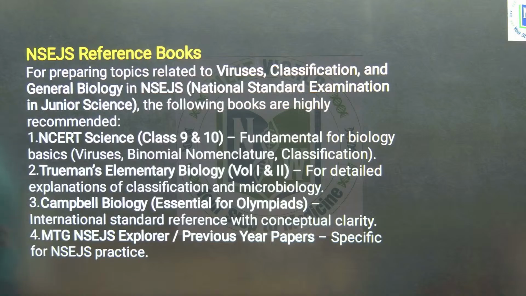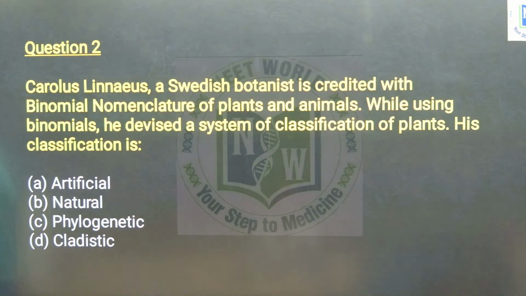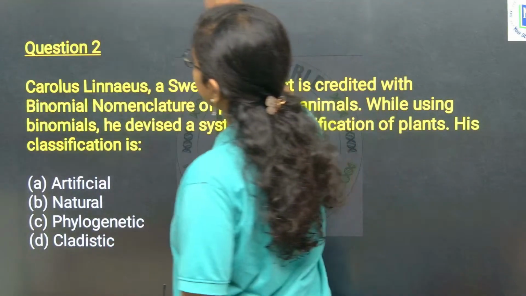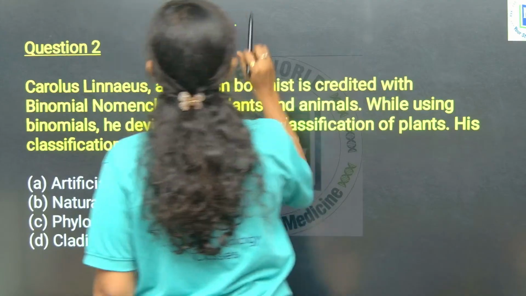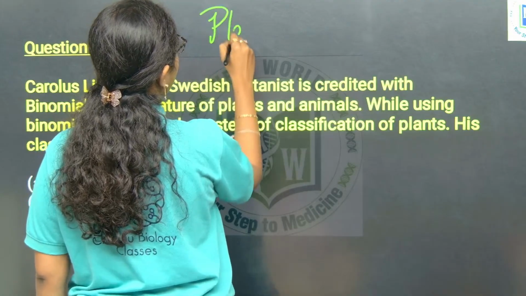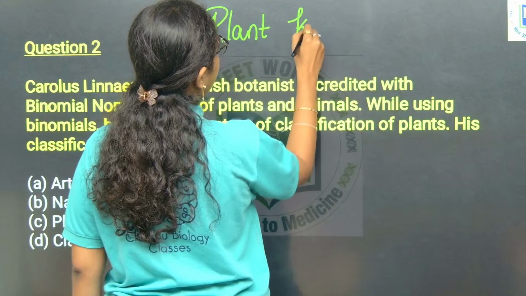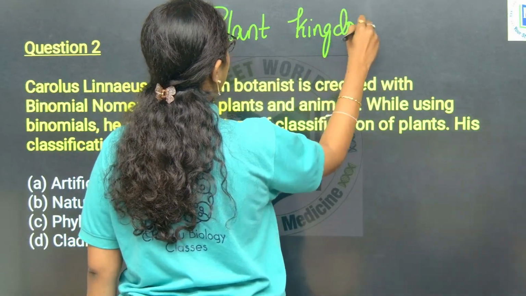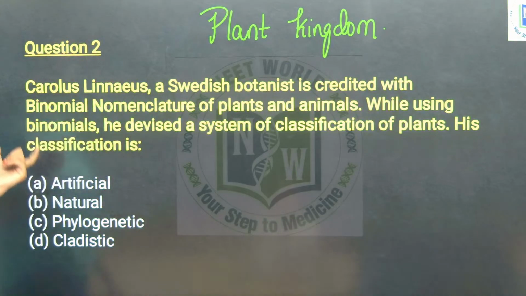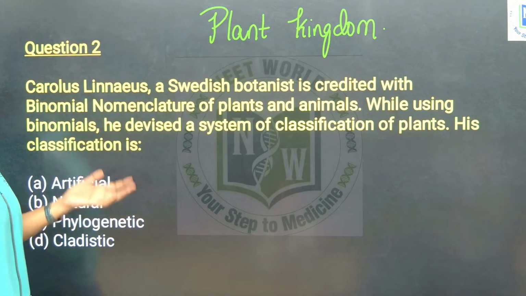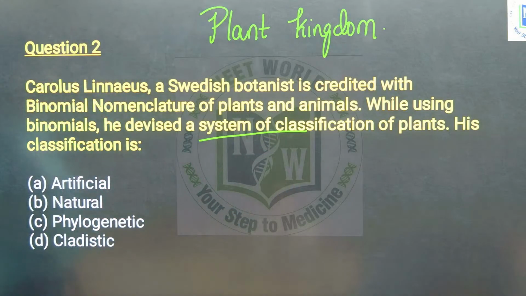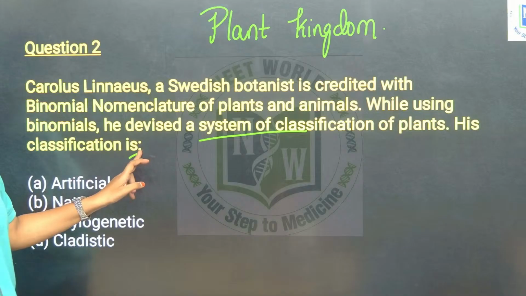Okay, now we will look into the second question. This second question is from plant kingdom. Okay, core botany question. So here you look into the question first. Carolus Linnaeus, a Swedish botanist, is credited with binomial nomenclature of plants and animals. While using binomials, he devised a system of classification of plants. His classification is called as what?